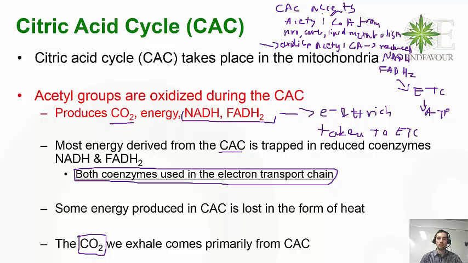So basically we use the citric acid cycle to feed in the acetyl CoA that we gain from the breakdown of these macromolecules, which we then oxidize, and in the process of doing this we create these electron and hydrogen rich coenzymes which get taken to the electron transport chain to make ATP.